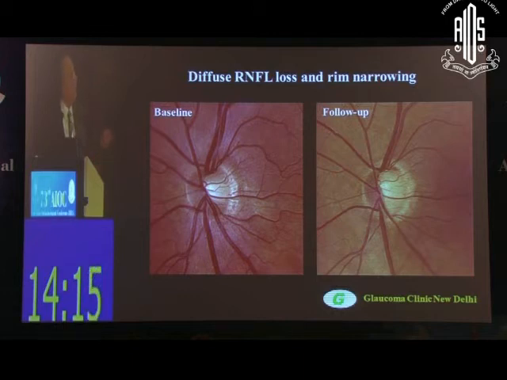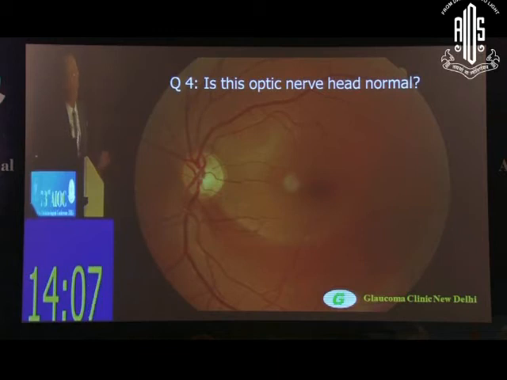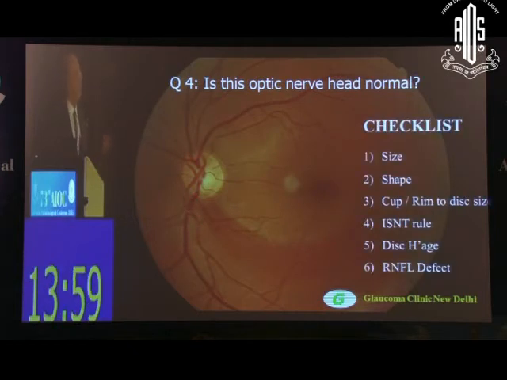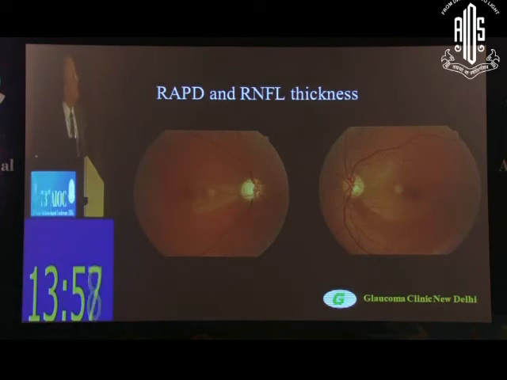Nerve fiber layer, this is the baseline examination, and you find that there's a thinning which is happening in the superior quadrant here. This is typically inferior rim narrower, and you can see the obvious nerve fiber layer defect here. But remember to run through the checklist whenever you see the patient. That's the thickness of the other side.